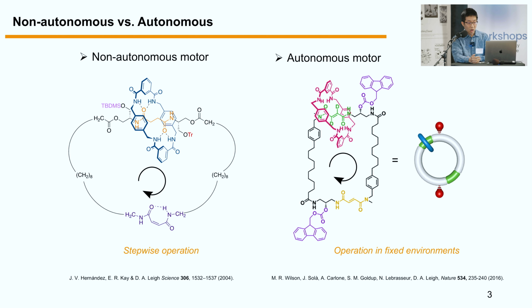In contrast, operating autonomous molecular motors is much simpler. So as long as the energy source is present, you don't need to change the operating environment. This is, again, a molecular machine made of two interlocked macrocycles. And as long as the chemical fuel is present, this magenta macrocycle travels along the black track in a directional manner. And what we are interested in is this type of autonomous molecular motor, because it's simpler to operate and it's closer to what biological systems do.